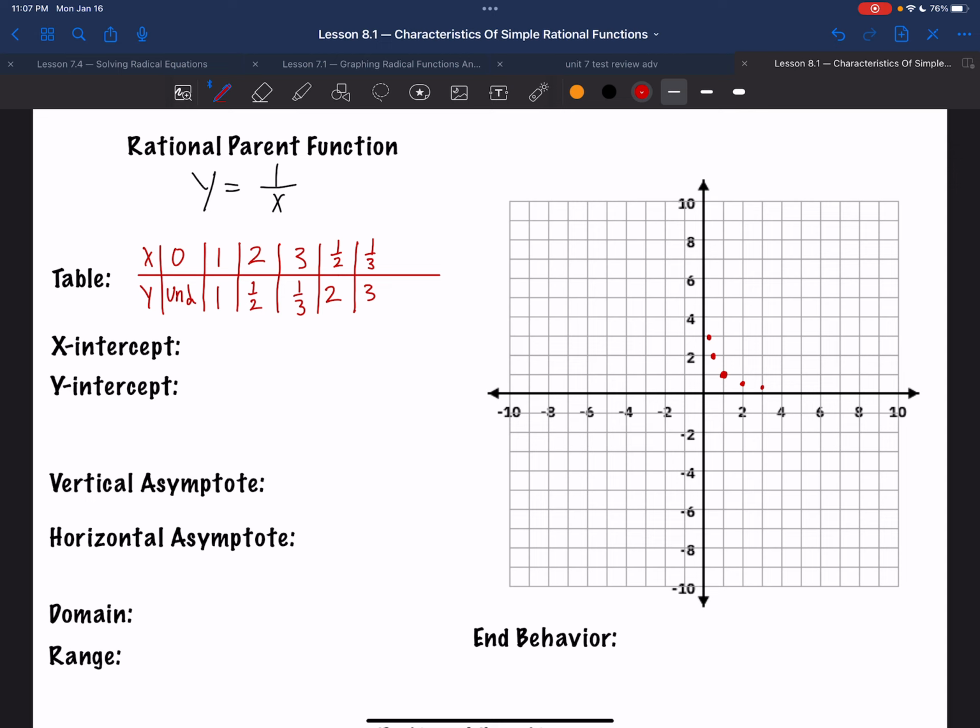The thing about the rational parent function is it has two asymptotes, one which is a vertical asymptote, the other which is a horizontal asymptote. Now those asymptotes for the parent function are on the x and y axis. Notice how I'm using a dashed line for the asymptote. This indicates where the function is going. What is it approaching?